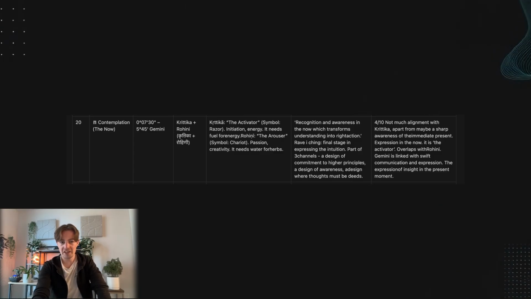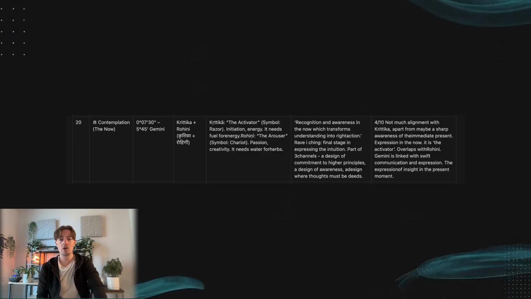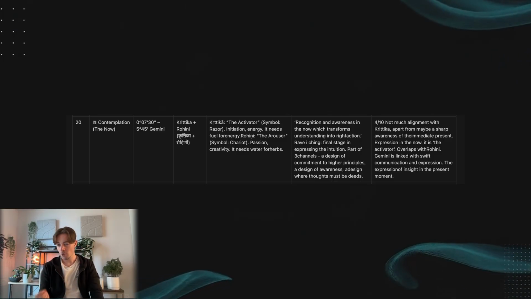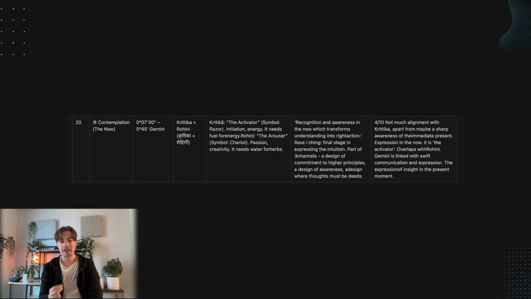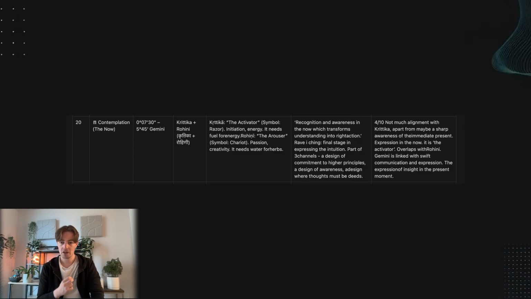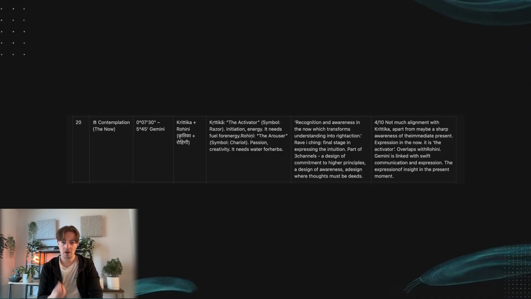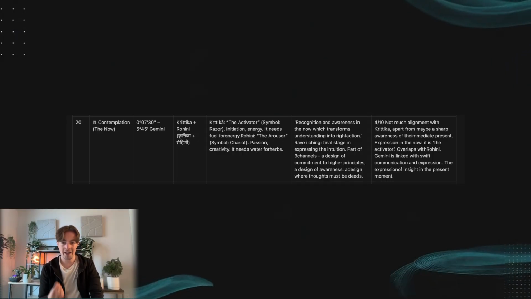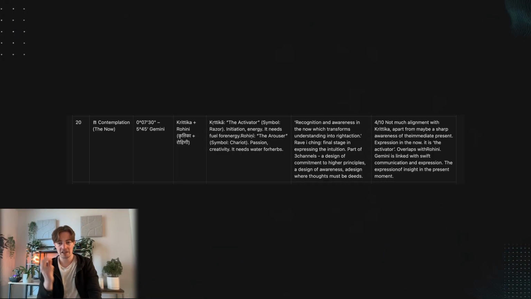So the notes for this gate of contemplation, the gate of the now, say: recognition and awareness in the now, which transforms understanding into right action. Directly from the I Ching, it's the final stage in expressing the intuition. It's part of three different channels: a design of a commitment to higher principles, a design of awareness, and a design where thoughts must be deeds.